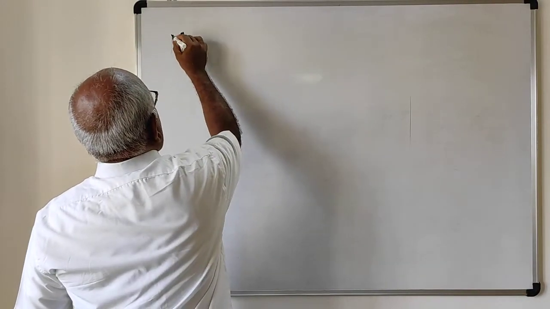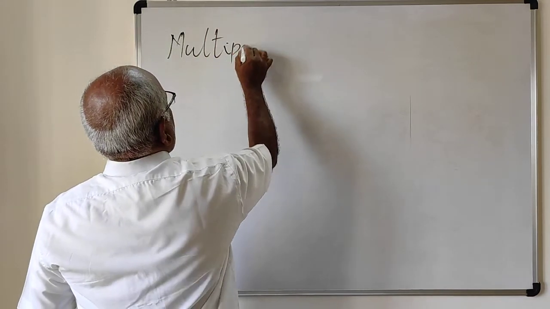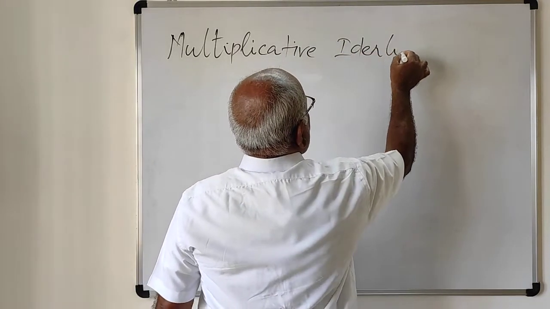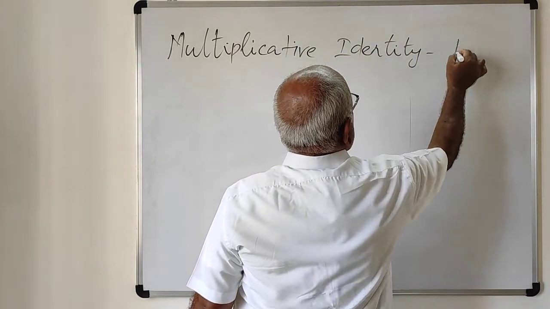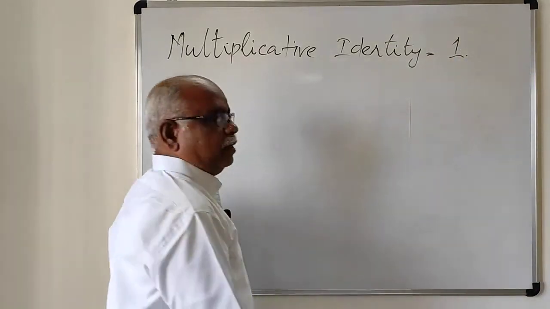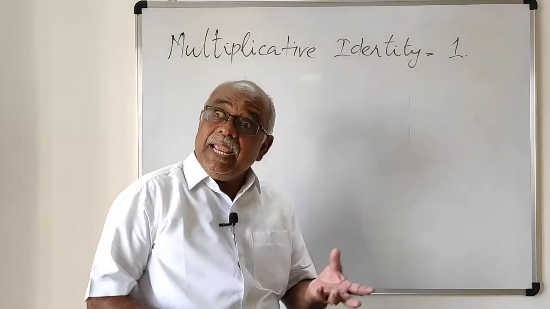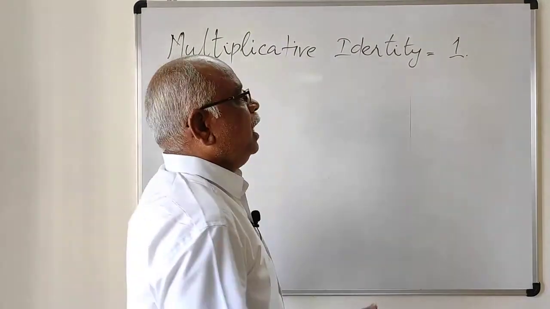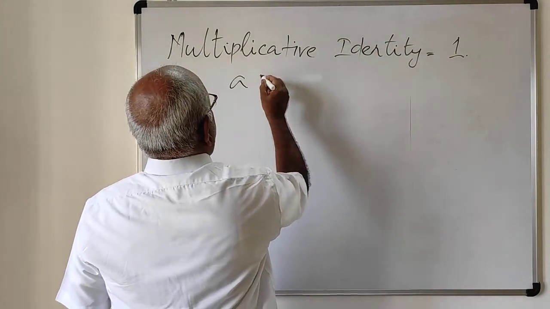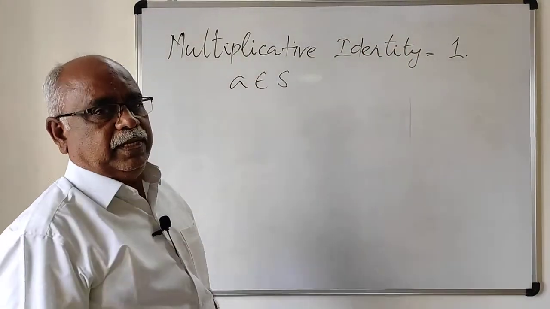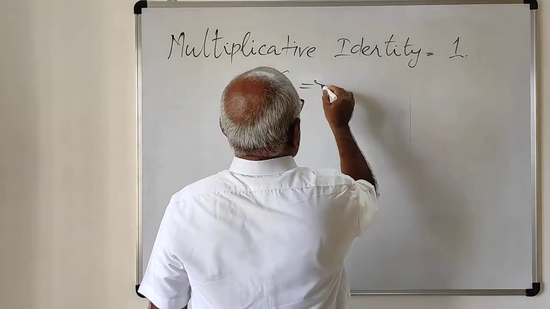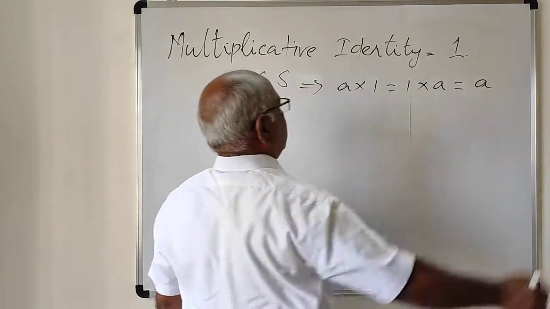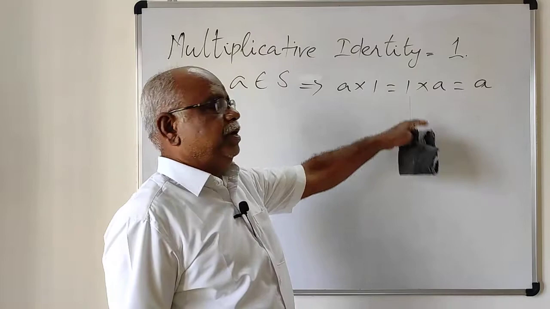Now, multiplicative identity. Multiplicative identity is 1. The binary operation here is multiplication. If you multiply any element in a given set by it, it gives the element itself. Because A is an element in the set S, it implies A into 1 equals 1 into A equals A. This is the nature of the multiplicative identity.